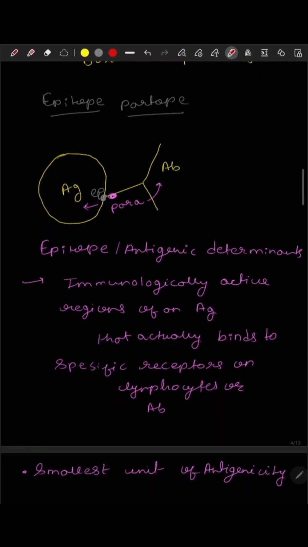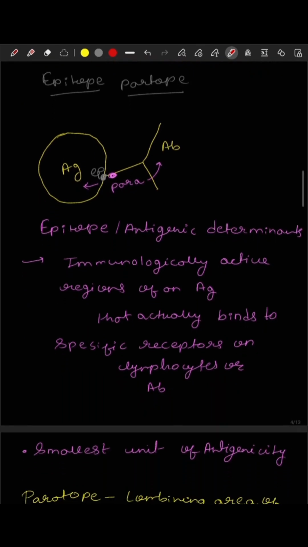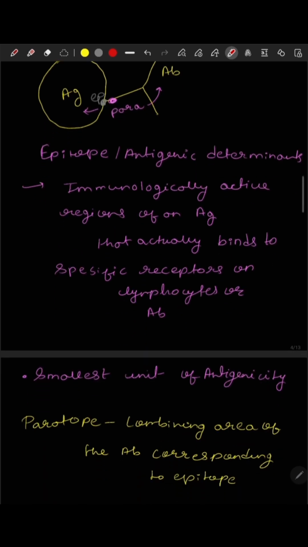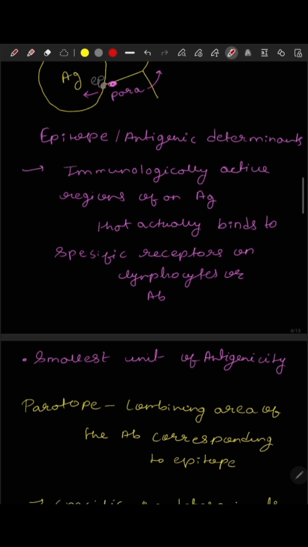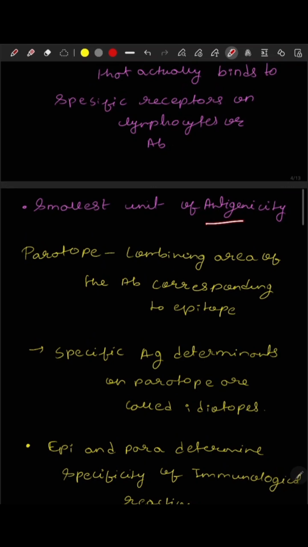Then we will deal with the epitope and paratope. Here we can see the antigen and this is the antibody, which has a lambda chain. It has heavy chain, light chain. So epitope is a part of antigen which reacts with antibody, and paratope is a part of antibody which reacts with antigen. So epitope is also known as antigenic determinant, as it is a part of antigen. Immunologically active regions of an antigen are called epitopes, which actually bind to the specific receptor of antibody. It is the smallest unit of antigenicity.